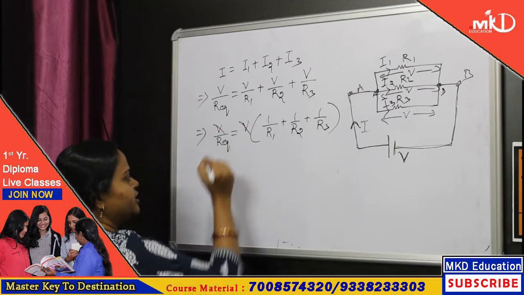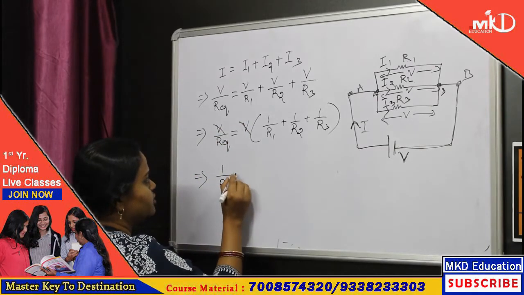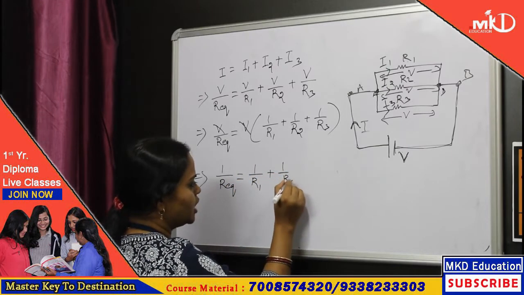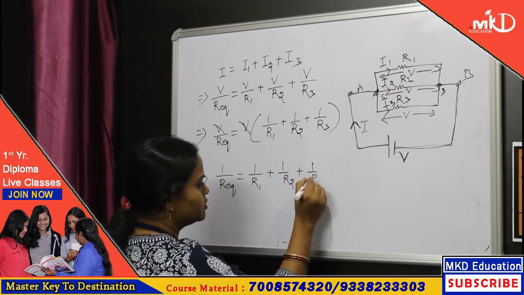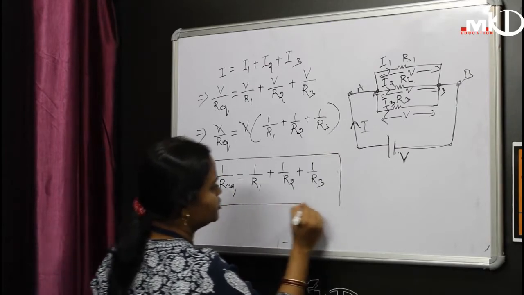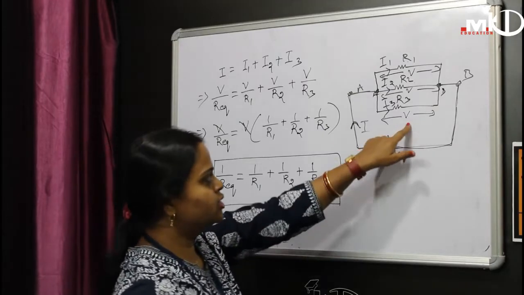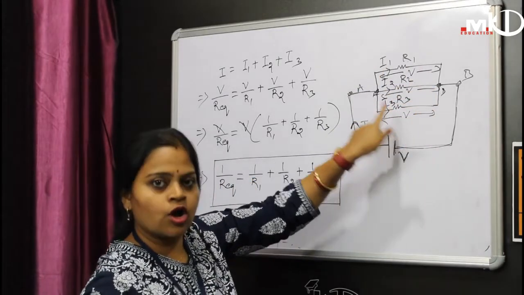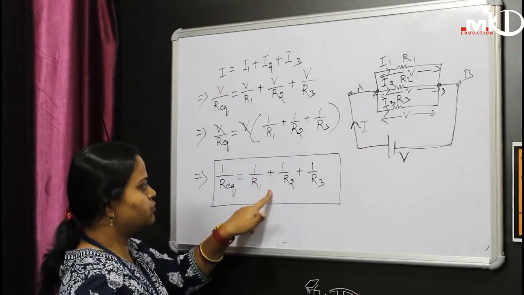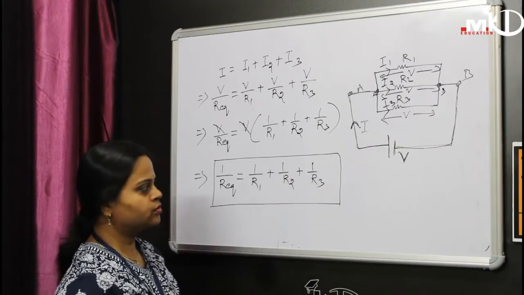Now V and V getting cancelled. Then 1 by R equivalent is equal to 1 by R1 plus 1 by R2 plus 1 by R3. This is the formula for parallel circuit. When we are going for solving the problem in parallel circuit, total equivalent resistance of the circuit is 1 by R equivalent is equal to 1 by R1 plus 1 by R2 plus 1 by R3.